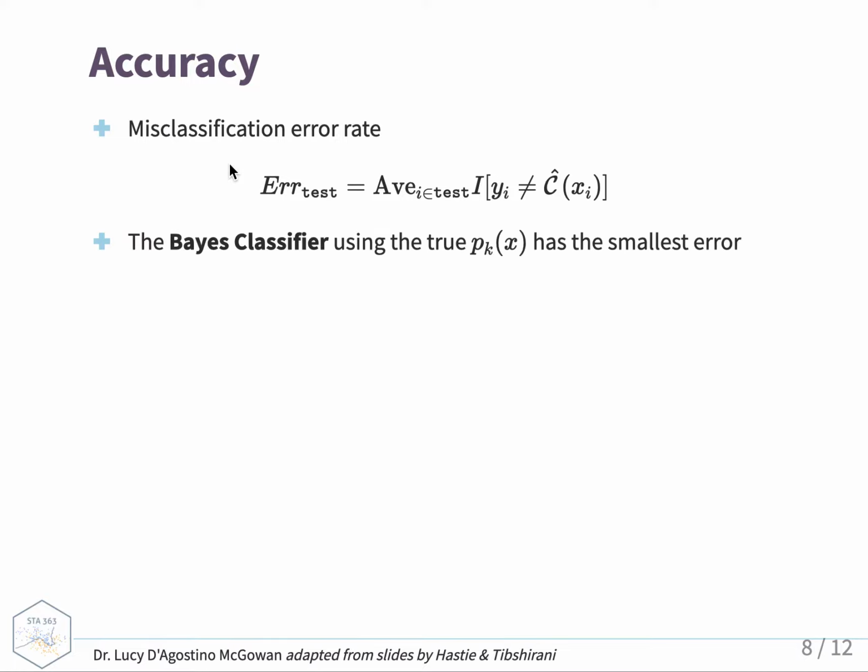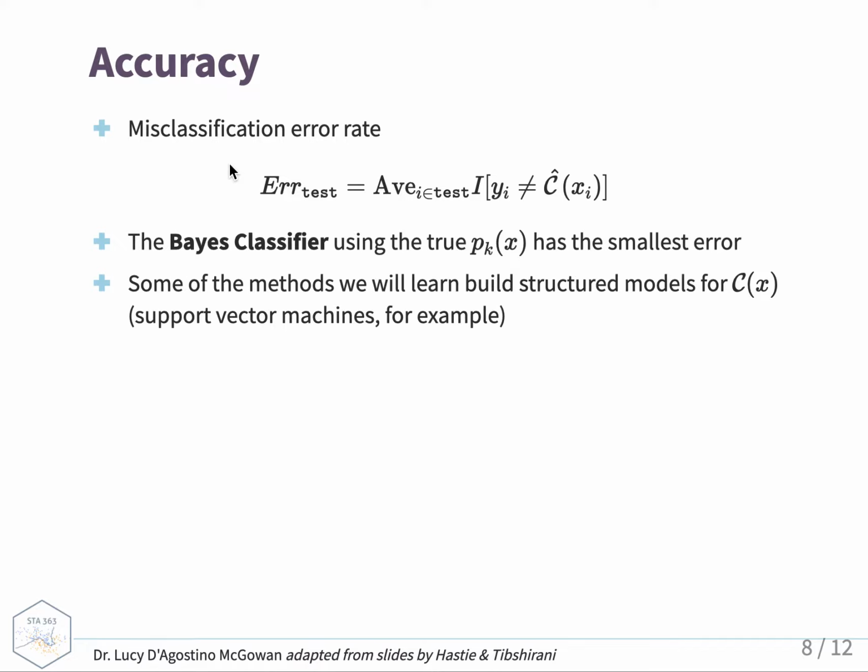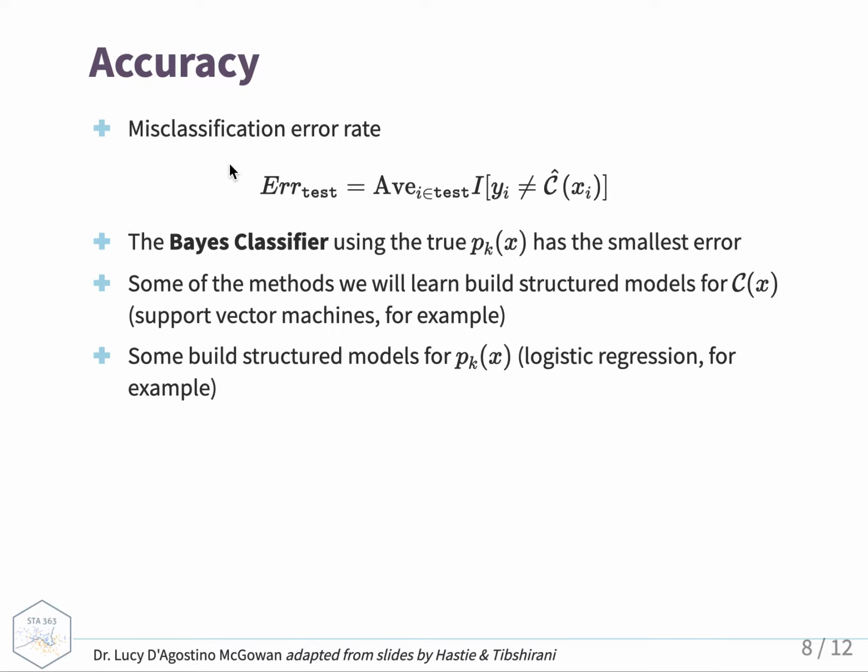The Bayes classifier, using the true P sub k of x, has the smallest error. Some methods we will learn are going to build structured models for this C of x, like support vector machines, for example. And some of the methods we're going to talk about are going to build structured models for the probability, the P sub k of x, like logistic regression, for example.